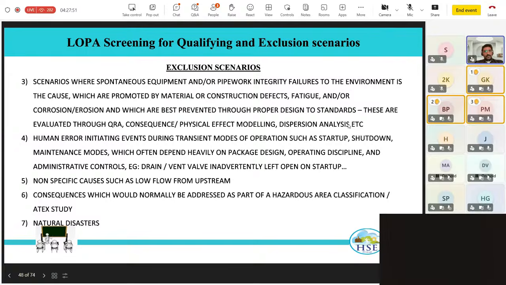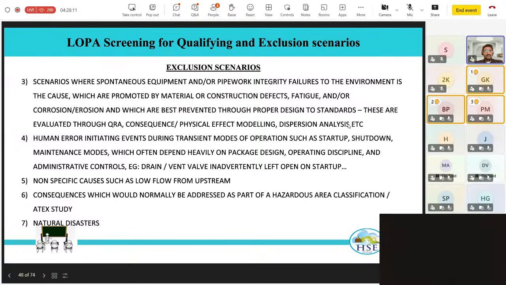Next is consequence, which would normally be addressed as part of a hazardous area classification or ATEX study. Again, like we said, there are different studies: QRA, ETA, hazardous area, ATEX studies. These refer to different aspects, like you have dust explosion or you have hazardous chemical explosion. Those are dealt with separately, so they are not part of a LOPA study.